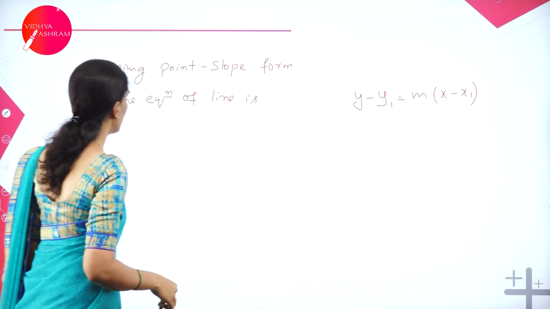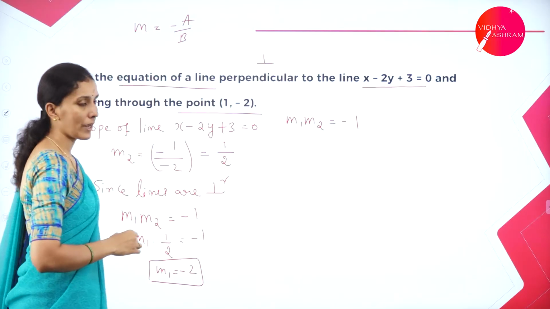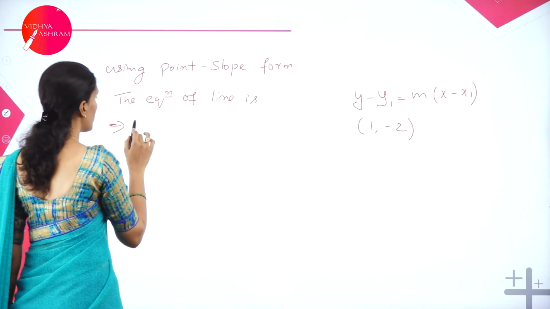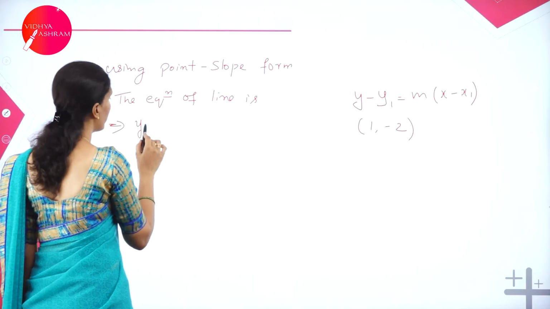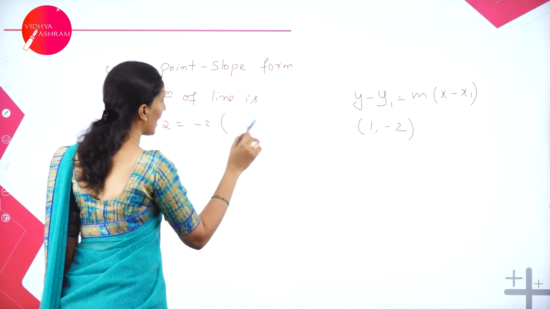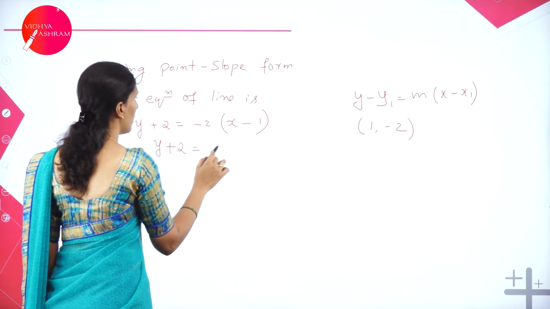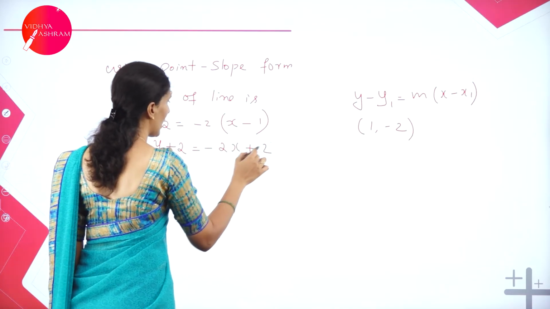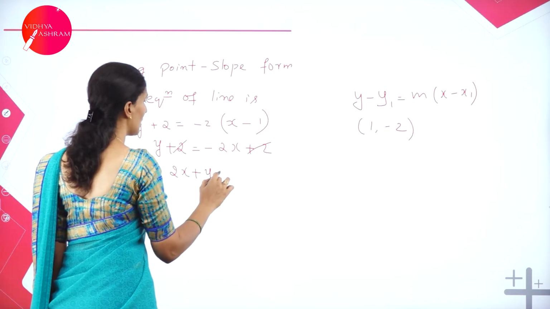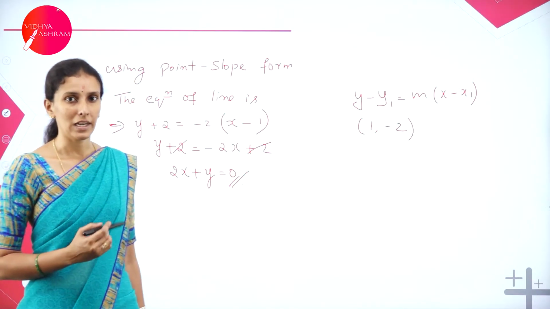So therefore, the point is given as 1 comma minus 2. Take this as x1 and y1. So y minus y1, which becomes y plus 2, is equal to the slope minus 2 into x minus 1. So y plus 2 is minus 2x plus 2. We can cancel 2 on both sides. I'll get 2x plus y is equal to 0. So this is the required equation of the given line.